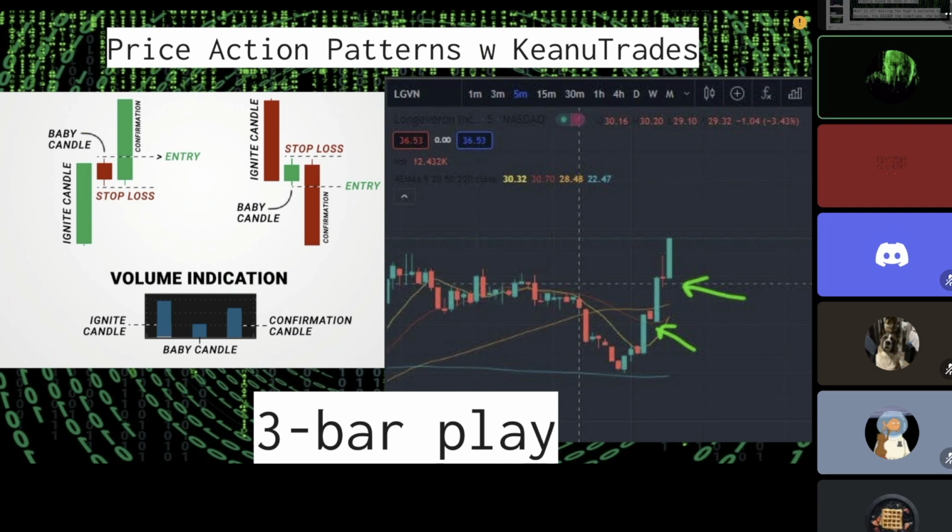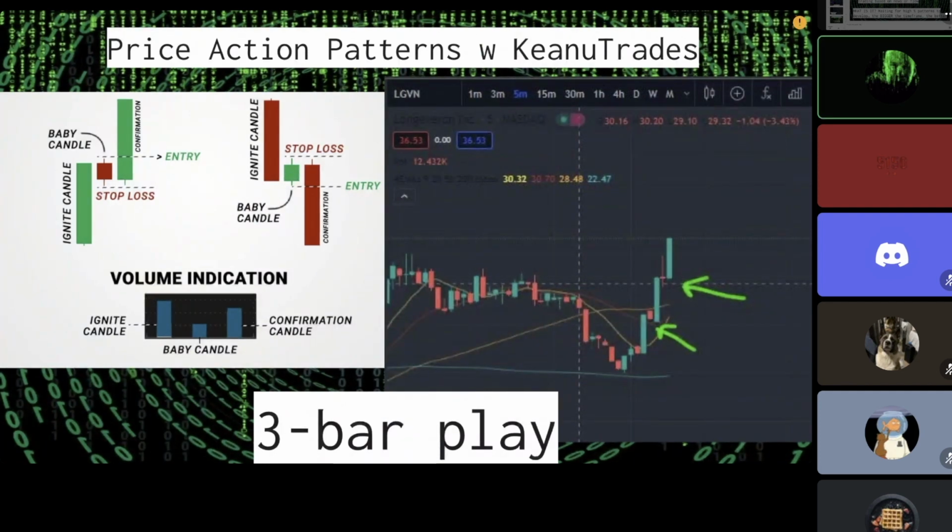Okay, so my buddy Tops, he made that LGVN chart, which does not have options. So I have actually one chart that does not have options. You can play commons here. And right when it starts to curl, you're like, is it curling or is it a fake out? Then we get that confirmation candle.